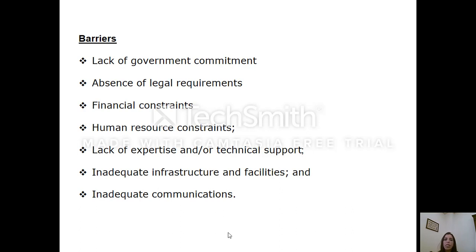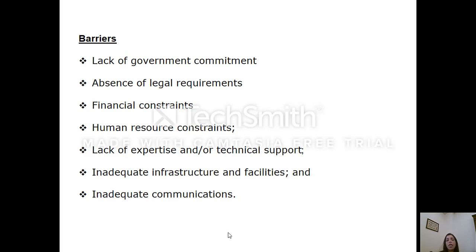Top one barrier is the lack of government commitment. So basically, in some countries, the government does not support either financially or even consultancy-wise the HACCP implementation. Absence of legal requirements. For example, in Lebanon, plenty of products do not have a Lebanese standard, and if the product has no standard, automatically we cannot export the product because we don't have a reference to check whether the product is conform or non-conform.